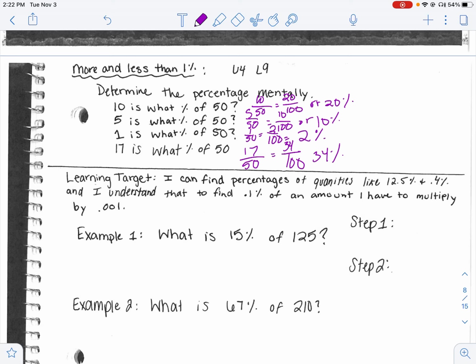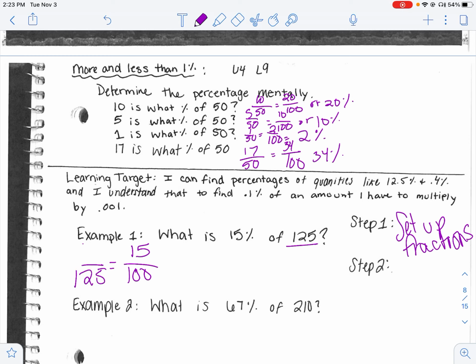Okay, so first thing you're going to do is set up your fractions. So step 1, set up fractions. Just like this. Okay, we know that percent is out of 100, so we have to put 100 down here, and our percent value goes over the 100. And we know that 125 is our whole, or our 100%. So we put 125 across from the 100. And we have x over the top because that's our unknown.